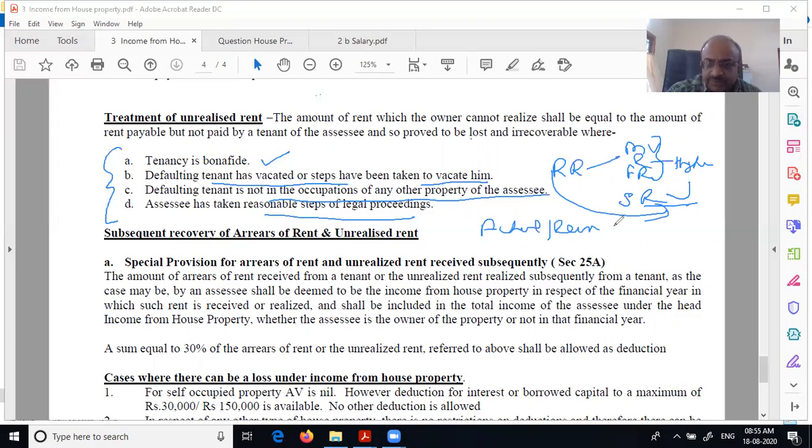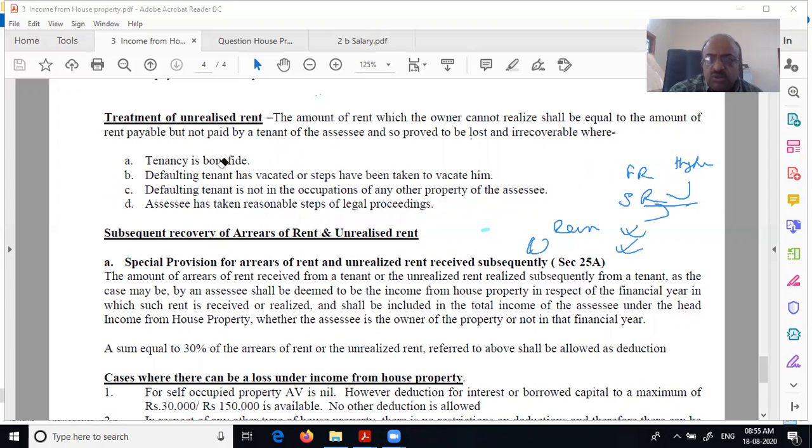When you do that, you show less unrealized rent. This deduction is what we are talking about here. This deduction will be available if these conditions are satisfied. Stay connected to these parts, otherwise you will make a mistake and will not know what we are talking about. Though we have already discussed this, these are the conditions to get it.